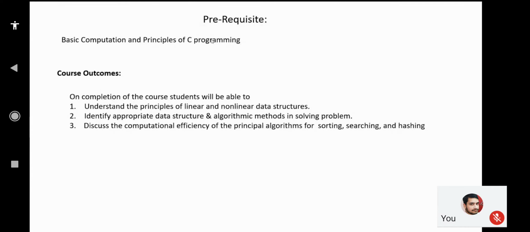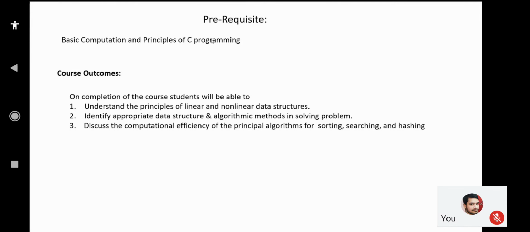Okay, next, course outcome. What does course outcome mean? After completion of this course, what you will gain, what you will earn. On completion of the course, students will be able to learn and understand the principles of linear and non-linear data structures. After 2 or 3 slides, I will discuss what is linear data structure and what is non-linear data structure. So after completion of the course, you are able to understand the exact principle of linear and non-linear data structures.